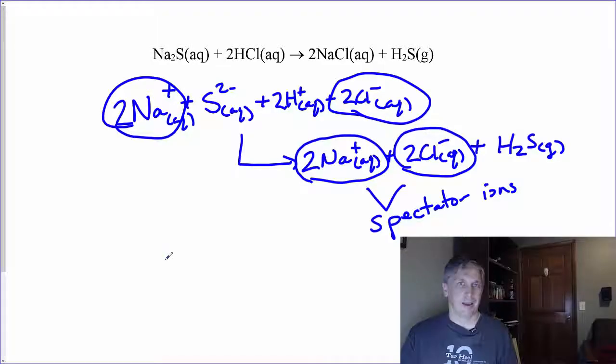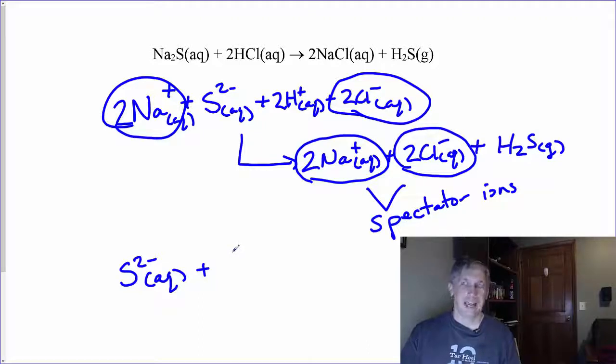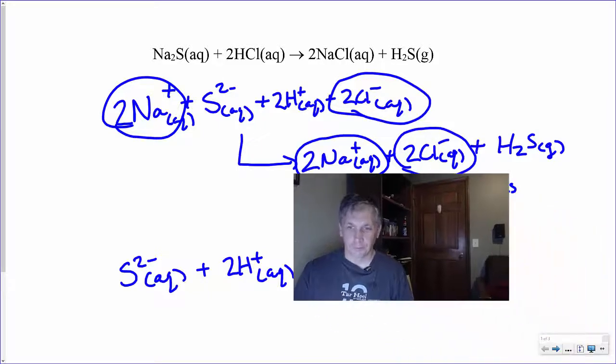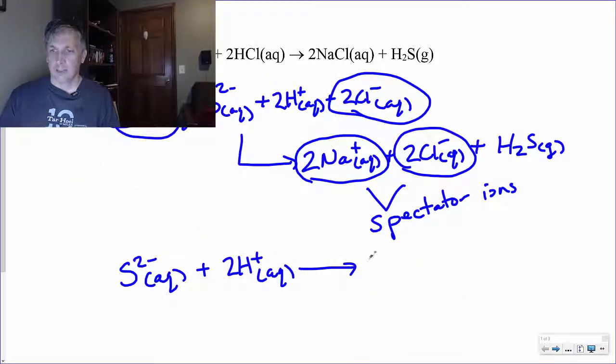So if we remove the spectator ions from our equation, that's when we get what we call a net ionic equation. So a net ionic equation is just showing you the actual reaction that's occurring. And the actual reaction is sulfide ion and hydrogen ion reacting to give you hydrogen sulfide.